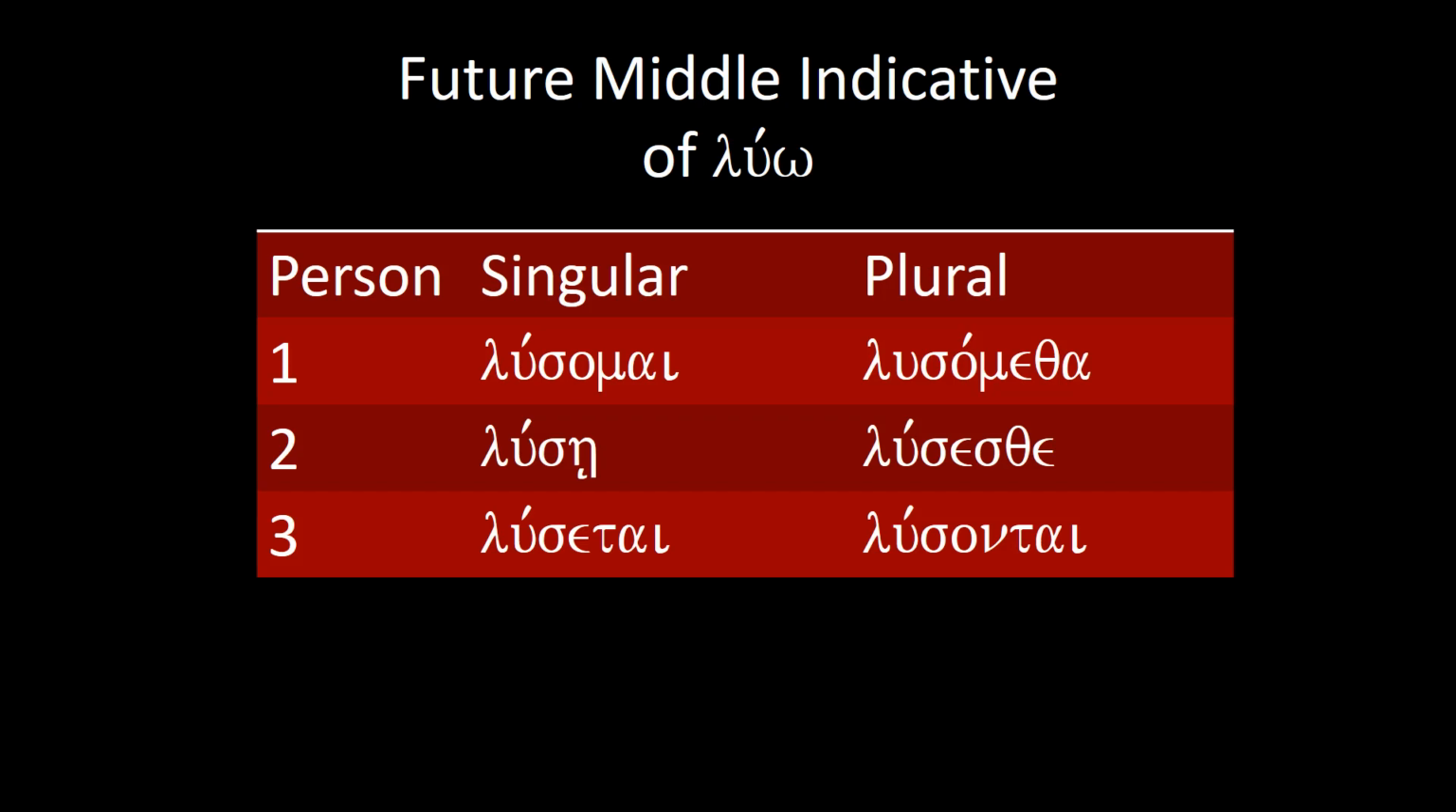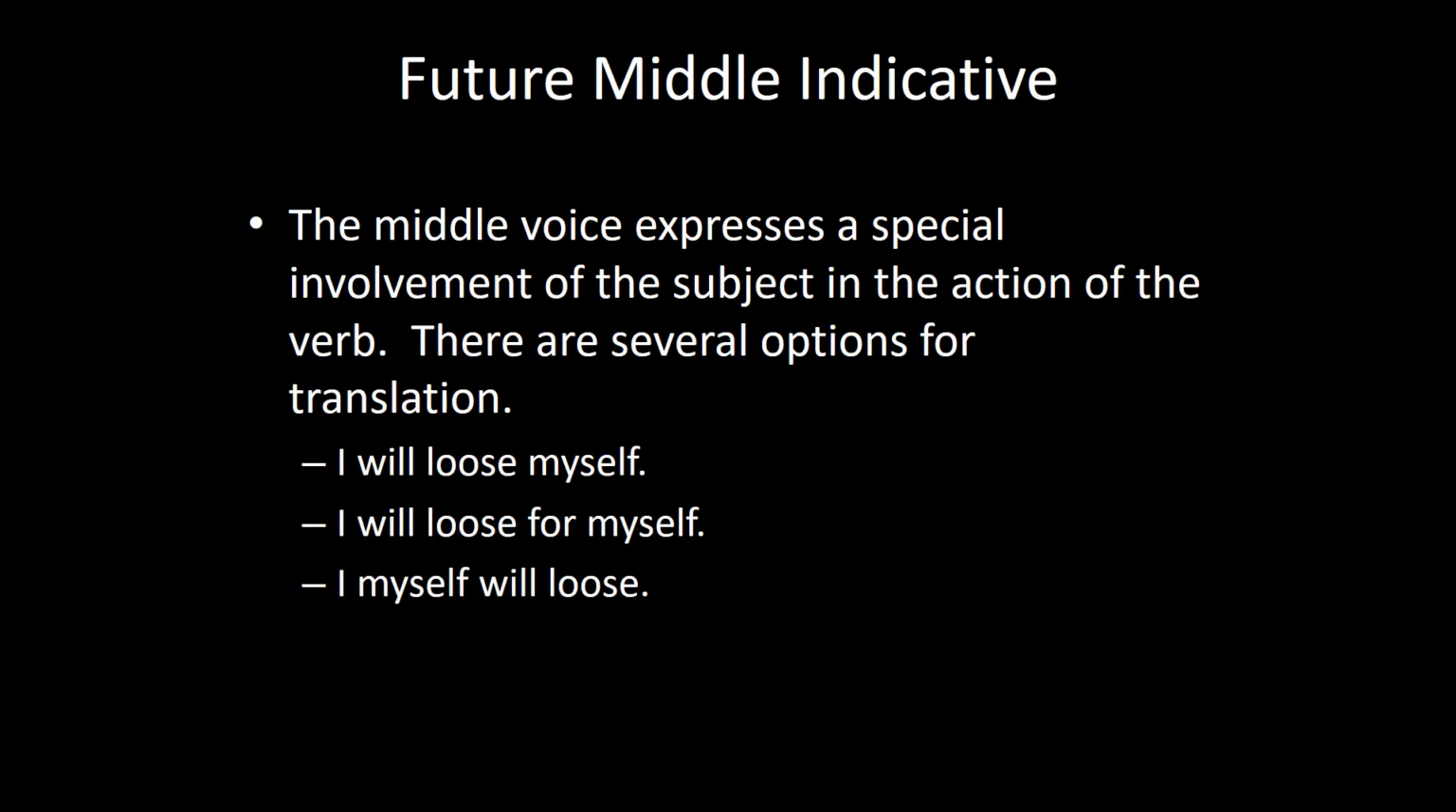Lusomai, luse, lusetai, lusometha, lusesthe, lusontai. So we have that verb stem, we have the sigma, then we have our number three endings. Connecting vowels are right in the middle. I will loose myself, I will loose for myself, or I myself will loose. That's how we would translate future middle indicative.